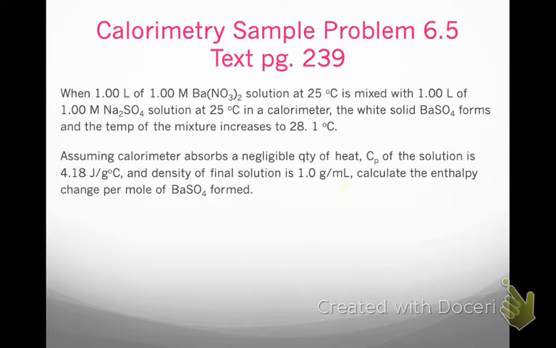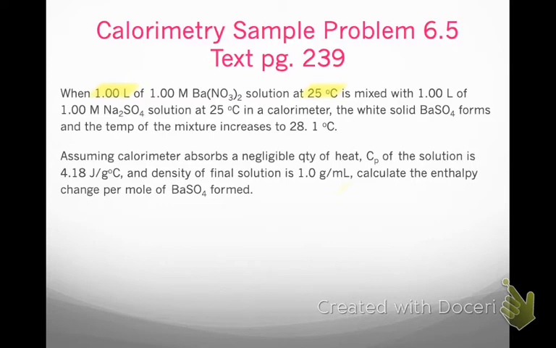When 1 liter of 1 molar barium nitrate is in an aqueous solution, the only thing that's really important right here is the 1 liter. The amount of barium nitrate is not important because we're just going to be concerned about the mass of the water, and the barium nitrate that is in solution is not going to change the mass of that water significantly. So we're really only worried about the volume of the water, and we'll convert that to the mass using density. It says it's at 25 degrees C. That's important because we know we're going to be looking at temperature changes here.